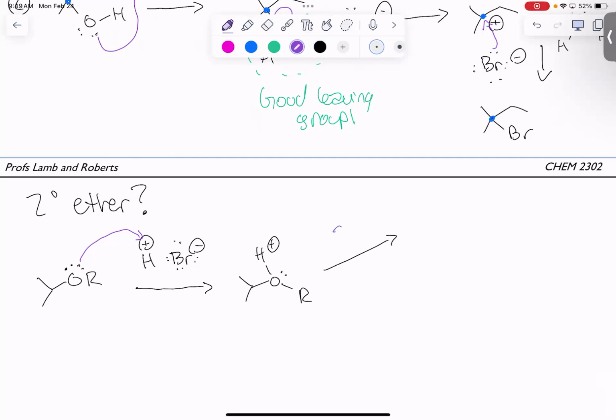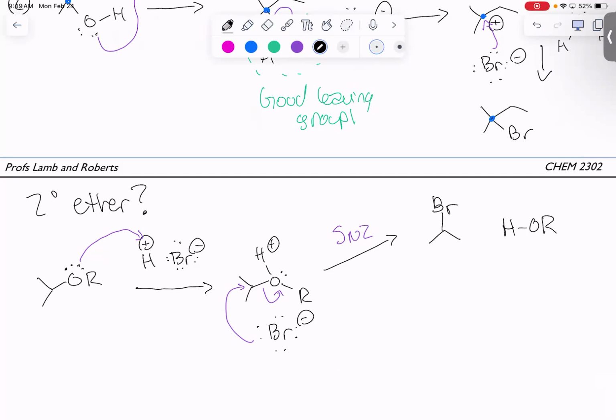So if we had an SN2 path, that would mean that this bromide here that we've carried through in the SN2 path would attack here and have this as our leaving group. And then we would get to that alkyl bromide as well as our alcohol.